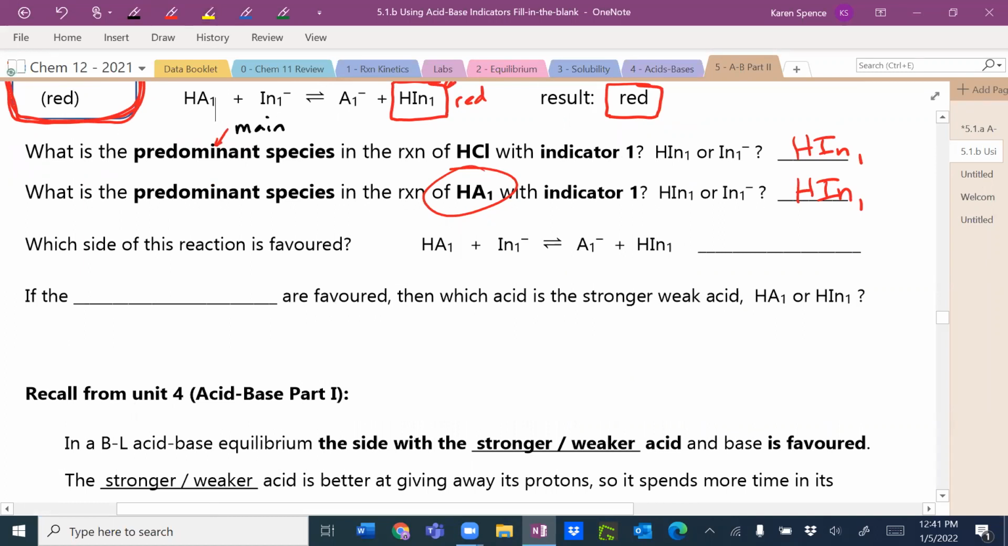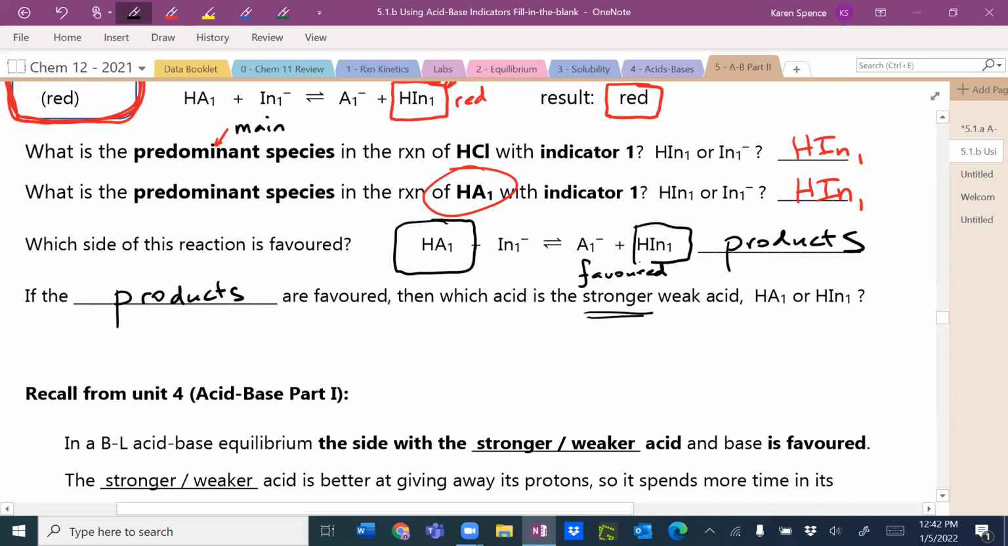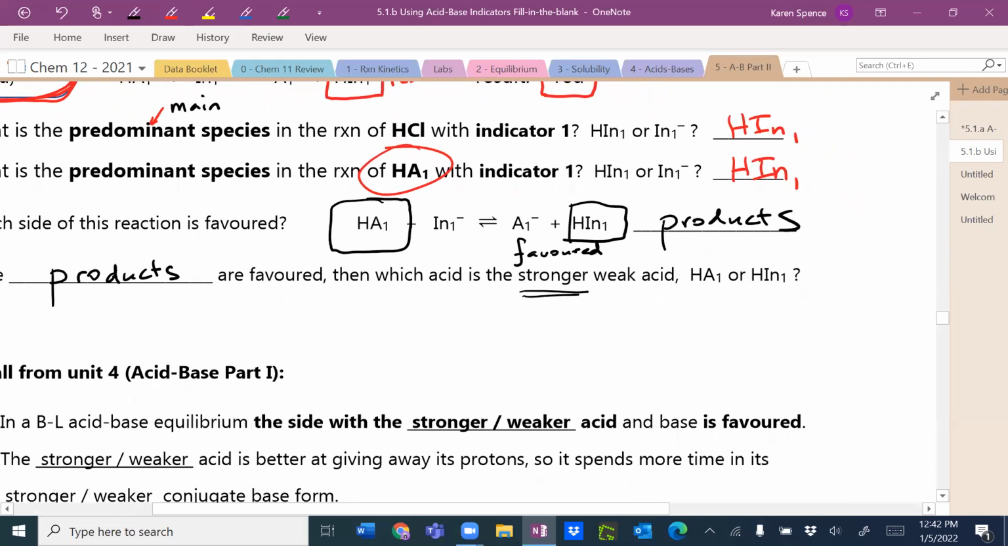So which side is favored, products or reactants? Products. Yay. Products. And if the products are favored, this is going back to some Bronsted-Lowry strength here. If the products are favored, then which acid is the stronger weak acid? So now we're looking at our two weak acids, HA1 and HIN1, and we are asking which one of those is stronger.